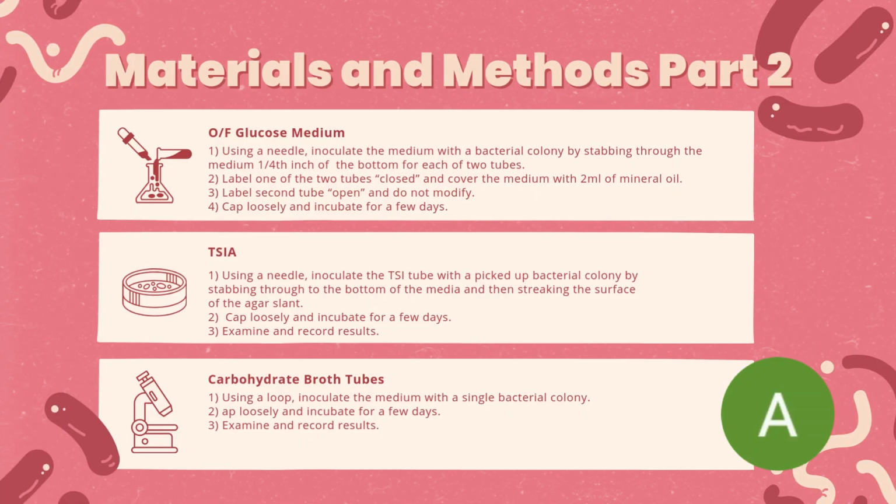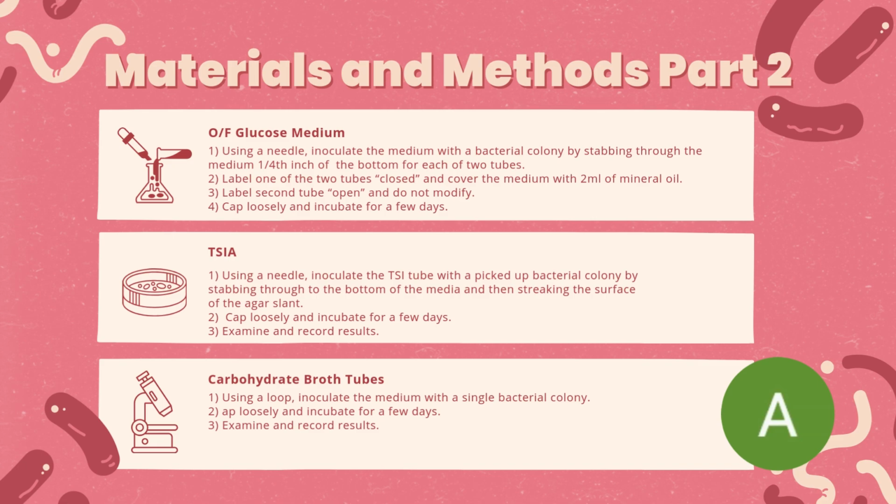When it comes to procedures, it is important to note that these steps will be applied to all mediums with respect to each bacteria that will be inoculated. When it comes to performing the oxidatively or fermentatively glucose test, we will be using a needle to inoculate the medium with a bacterial colony by stabbing through the medium 1/4 inch of the bottom for each of the two tubes. Label one of the tubes closed and cover the medium with 2 mLs of mineral oil. Label the second tube open and do not modify. Lastly, both tubes will be capped loosely and incubated for a few days.